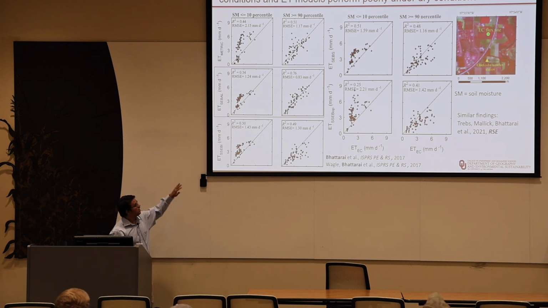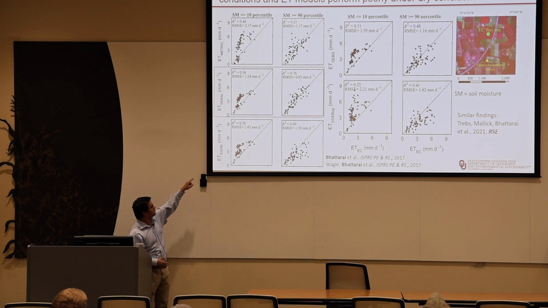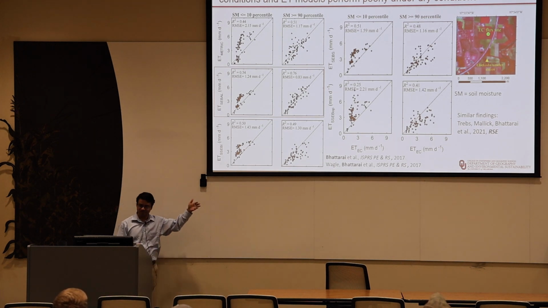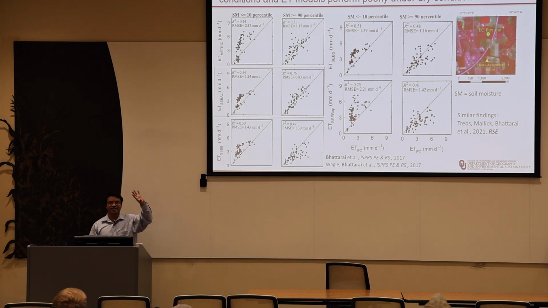So these are some of the models. You see the SSEBI, CVAL, METRIC. Those are different ET models. They compute the latent heat flux differently, so that's why there are different models. And what we have found is most of the models don't work very well under dry conditions, when we need it the most.